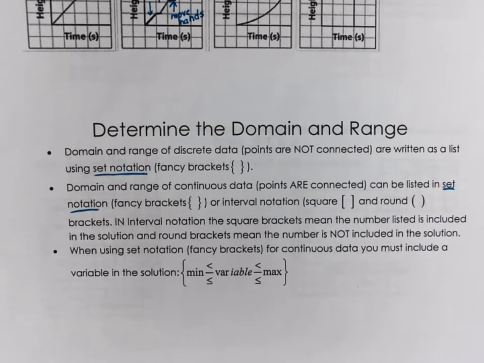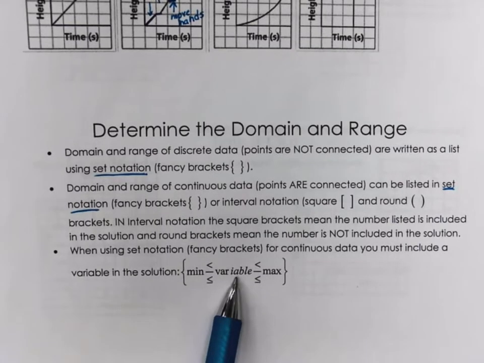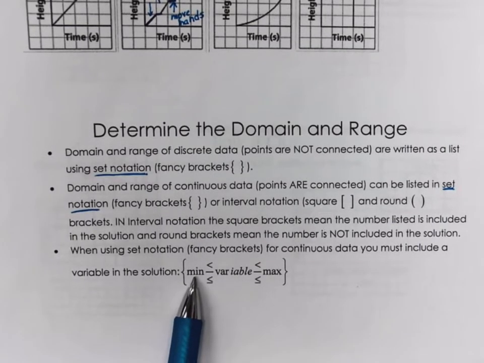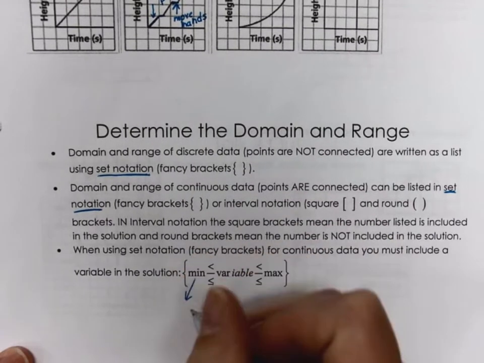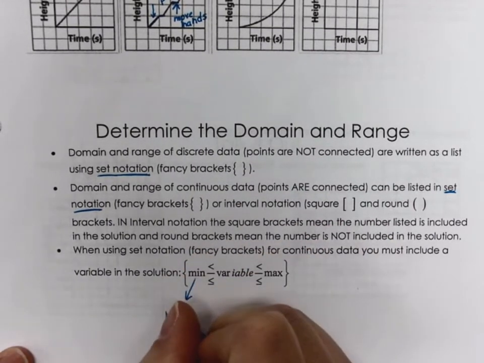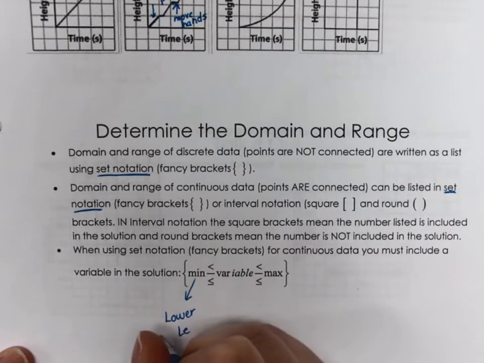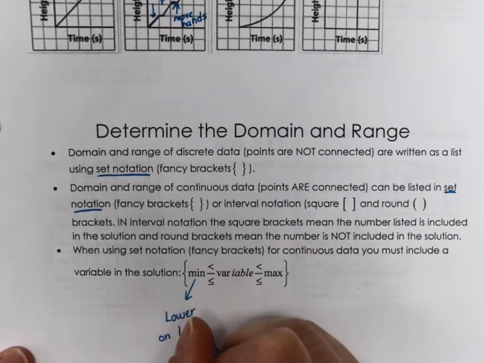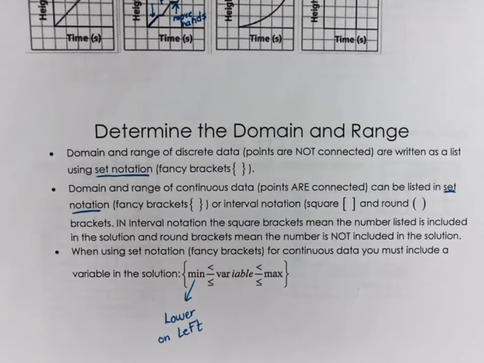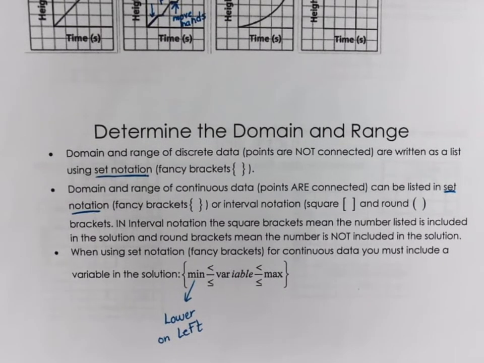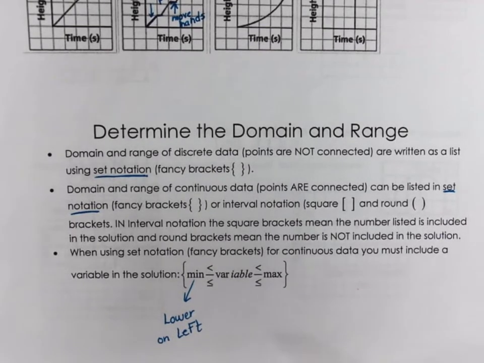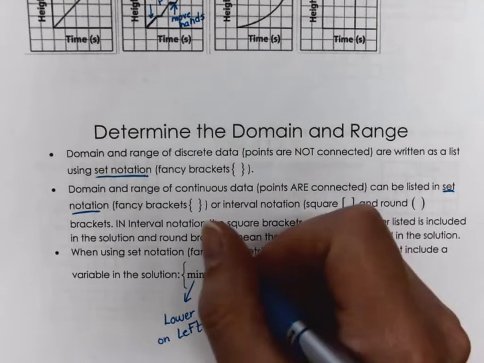Okay, when using set notation for continuous data, you put the variable in between, you put your minimum value, so your lower limit always goes on the left. So I like to say lower on left. So the lowest value you have goes on the left-hand side. Okay? And all the arrows point in the same direction. This is kind of a messy one.